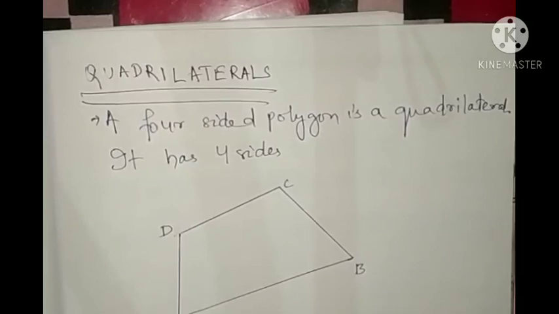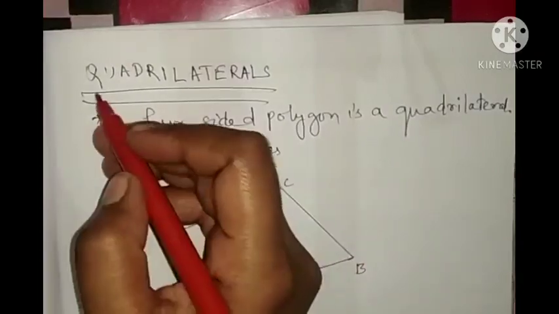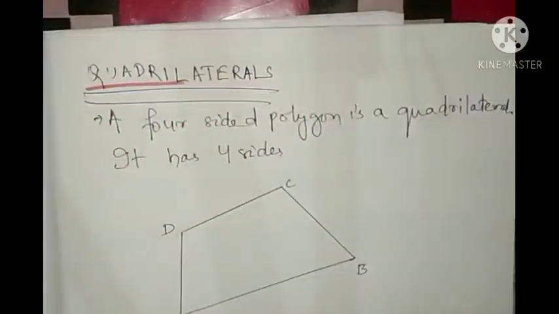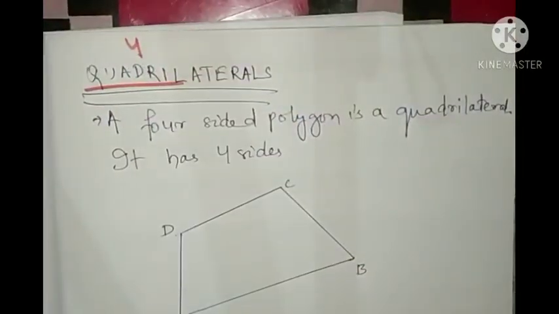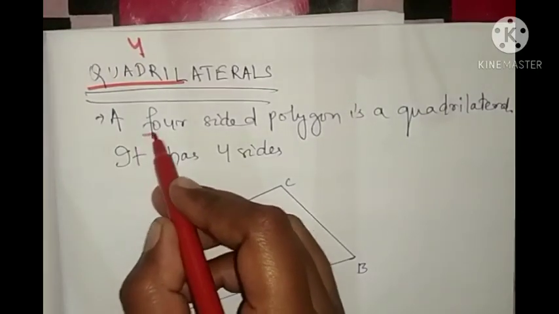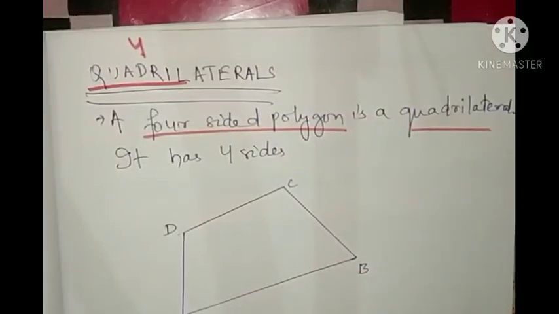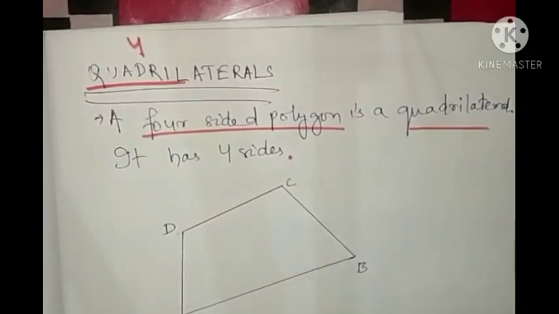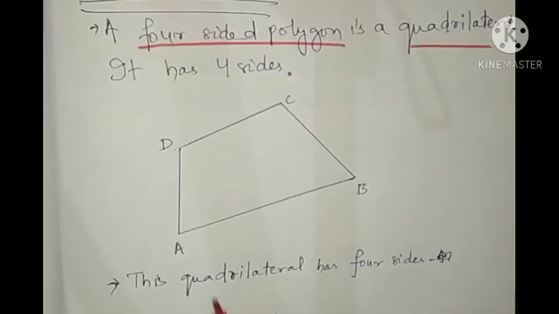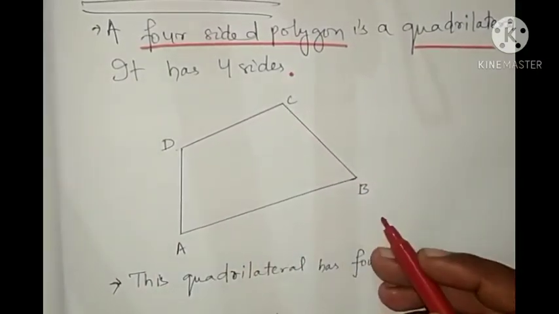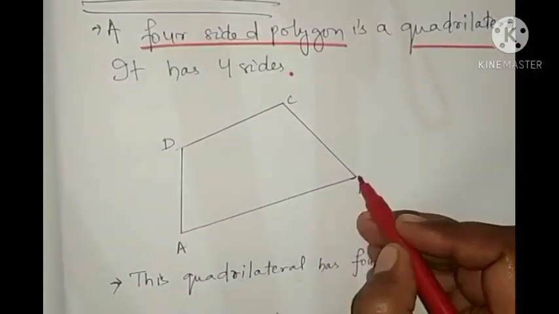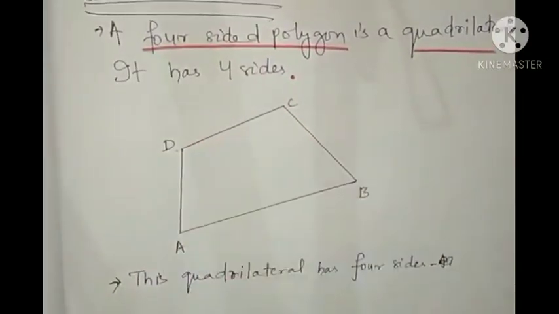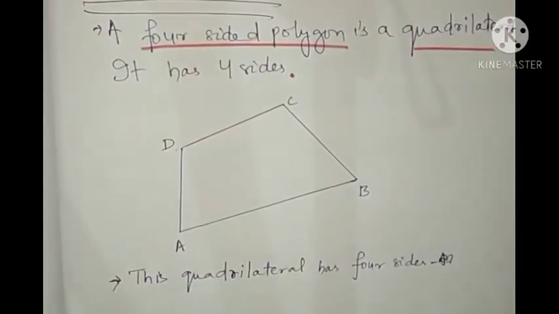Here the term quadri, okay, quadri means what? 4. So quadrilateral means the polygon which has 4 sides, or you can say that a 4-sided polygon is a quadrilateral. So look at this figure ABCD, it is a quadrilateral. Why? It has 4 sides, AB, BC, CD, DA.